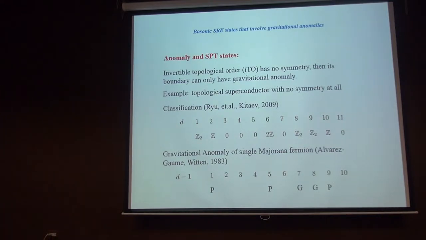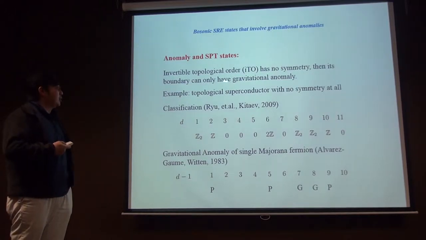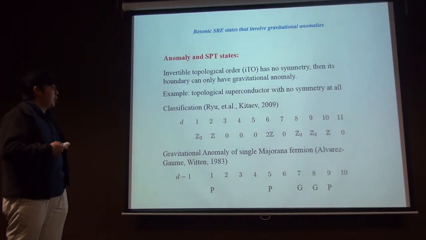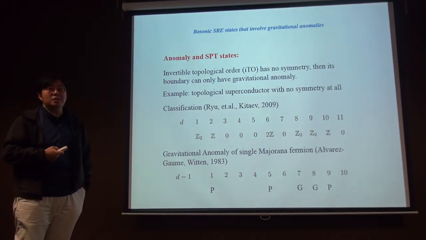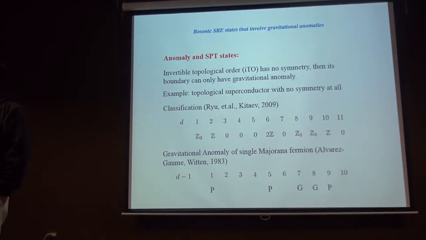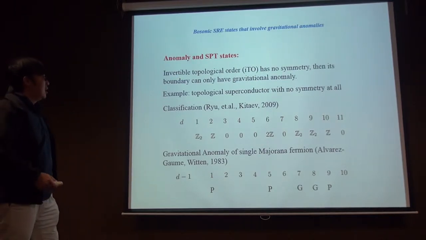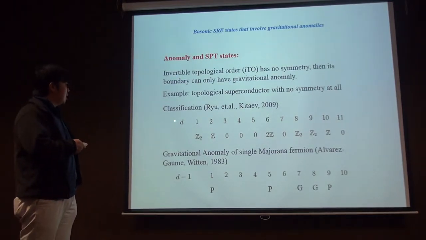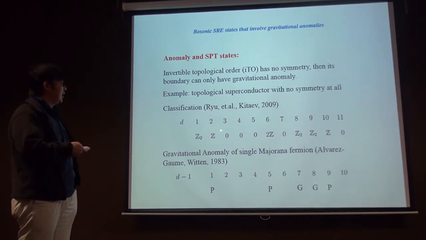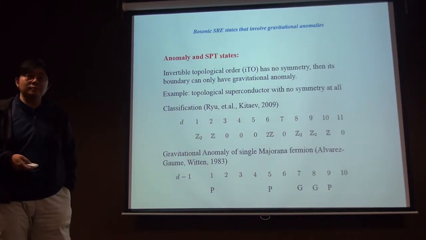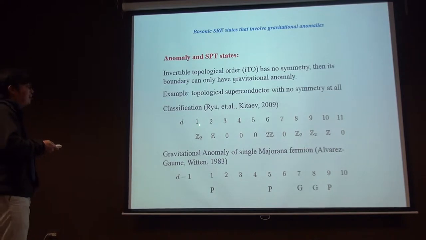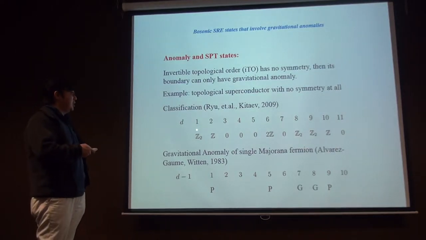Okay, so let me give you one example. Let me talk about the free fermion matter, which is well known. The classification is already well known. It's a topological superconductor with no symmetry at all. Okay, there's a class of topological superconductor without assuming any symmetry at all. This classification was worked out by two different groups of people, and the classification is here. In 1D, the Z2 classification, in 2D, Z classification.